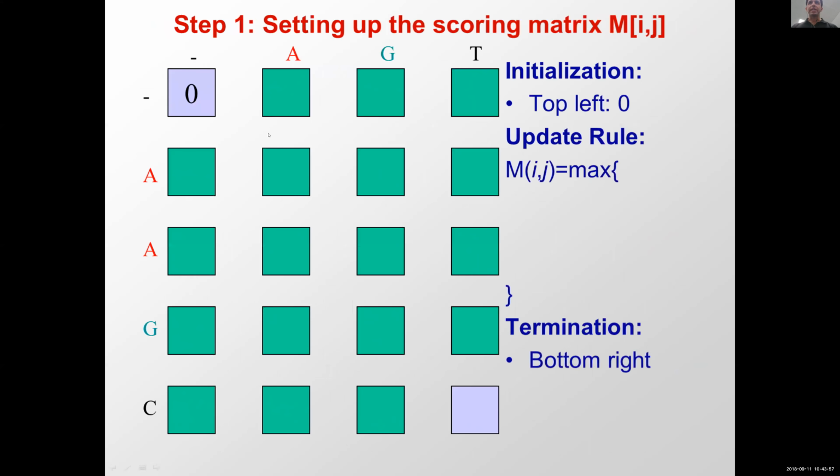So here's a very simple example. We're basically starting at the top left here. We're traversing all the way to the bottom right. These are very simple sequences, AGT, AAGC. We're initializing at the top left with a penalty or a score of 0, and then we're updating things as we go through, and then the termination is at the bottom right.